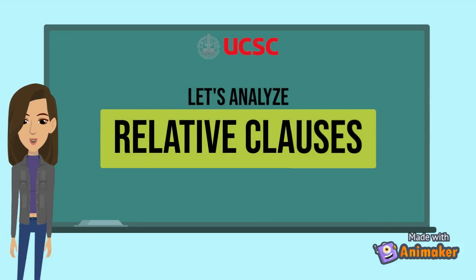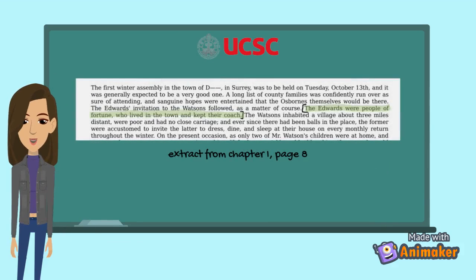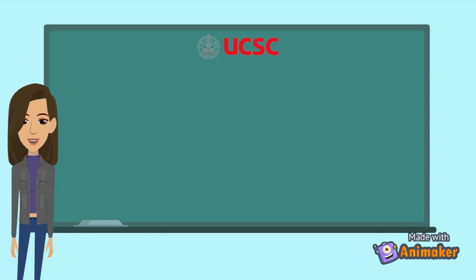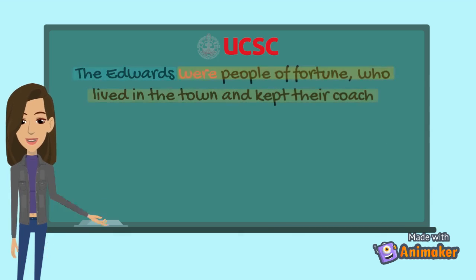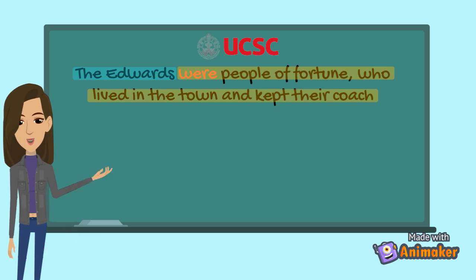Now we can start analyzing the relative clauses. The first sentence says, the Edwards were people of fortune, who lived in the town and kept their coach. The first thing to do is to identify the subject and the predicate. Then we have to identify the main conjugated verb. In this case, it's were.